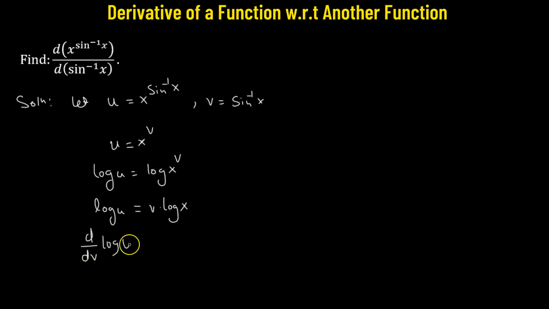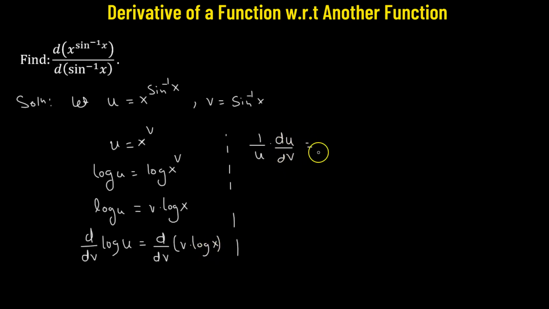So we have derivative with respect to v of log of u equals derivative with respect to v of v times log of x. Right. Now that means this is going to give us the derivative of the logarithmic function, which is 1 over u times du with respect to dv. So here we have applied the chain rule as well. Now let's use the product rule. So we have derivative of v with respect to v multiplied by log of x plus v times the derivative with respect to v of log of x.